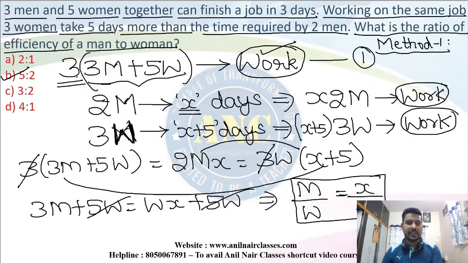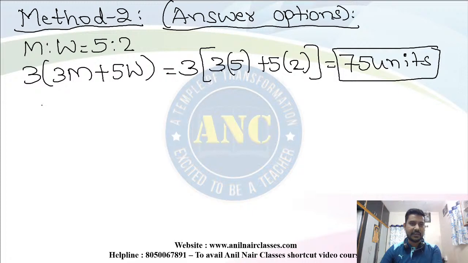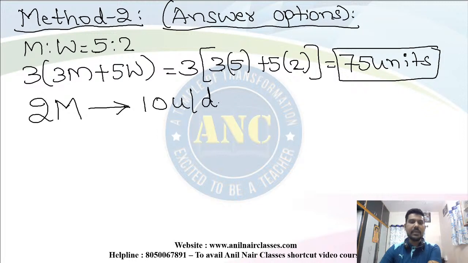Now, can I say that it is given that however many days 2 men are taking, 3 women will take 5 days more than that, right? Now, let us first calculate the days for 2 men. 1 man will distribute 5 units per day. 2 men will distribute 10 units per day. The meaning of 10 units per day is that in one day they will distribute 10 chocolates.